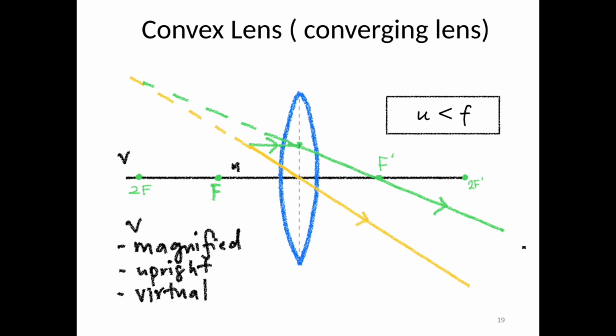So the object would be magnified, upright. Since it is upright, it means the image is virtual. So for the case of u less than f, the image formed is magnified, upright, virtual, and on the same side of the object. Okay, that's all for convex lens.